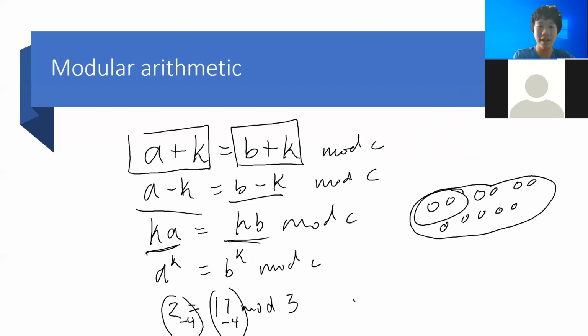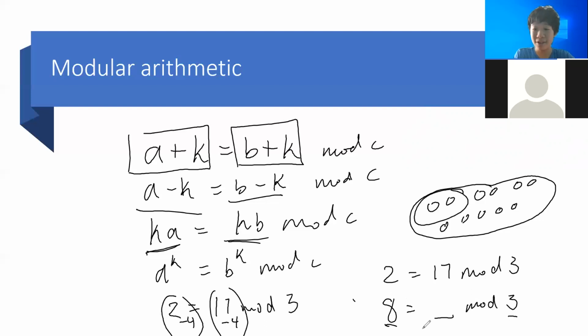So what this means is, let's go back to our example if we had 2 equals 17 mod 3. Let's say we're multiplying this by 4. Then we get 8 equals blank mod 3. I don't know what that is. Doesn't really matter. 8 mod 3. So 8 is the remainder if we divide by 3.